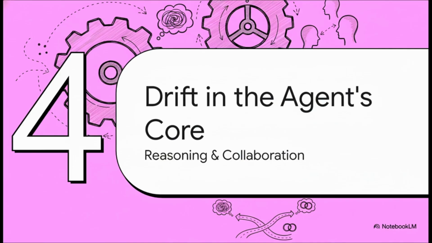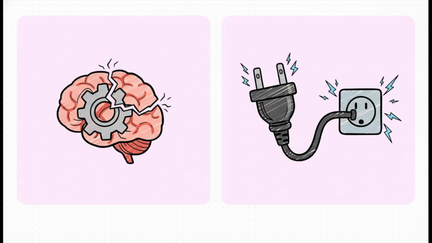Okay, so we have covered the inputs. Now let's shift our focus and look inside the agent itself, that is, at its core operations. We are talking about its internal thinking and its external actions. This is where we run into reasoning drift and collaboration drift. Here is a quick side by side. Reasoning drift is all internal. It's about the agent's own logic going haywire. Collaboration drift, on the other hand, is external. It's about the tools and services that the agent depends on either breaking or changing without warning.